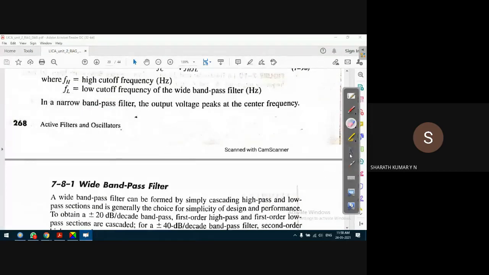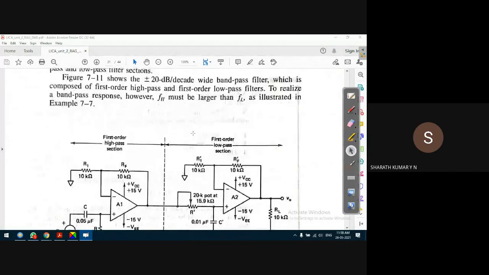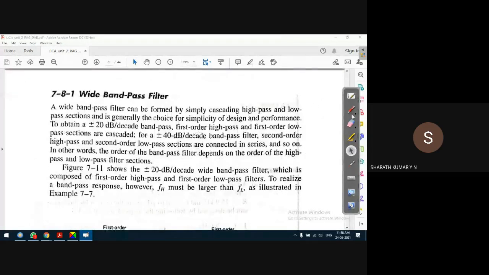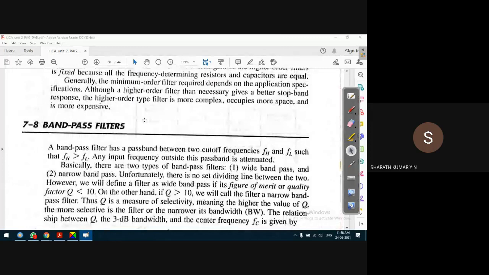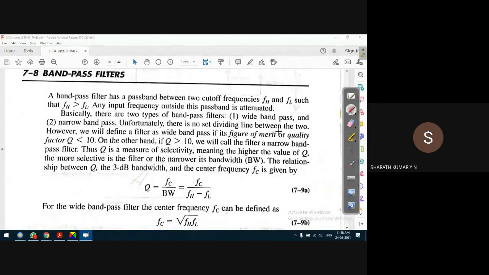Okay, so the wide band pass filter. As the name suggests, the pass band range is very high. The wide band pass filter is formed by cascading a high pass and a low pass section, and is generally the choice for simplicity of the design and performance. So by combining a high pass and a low pass filter, we can construct the wide band pass filter. We are discussing band pass filters: one is the wide band pass filter, the other is the narrow band pass filter.